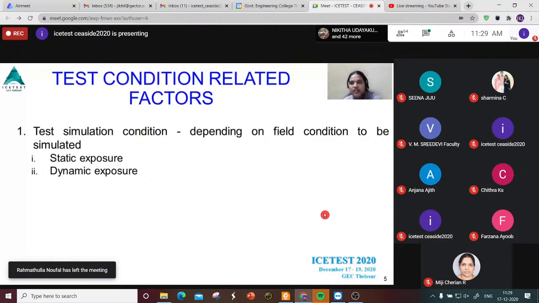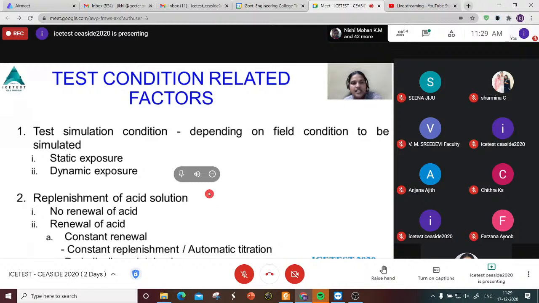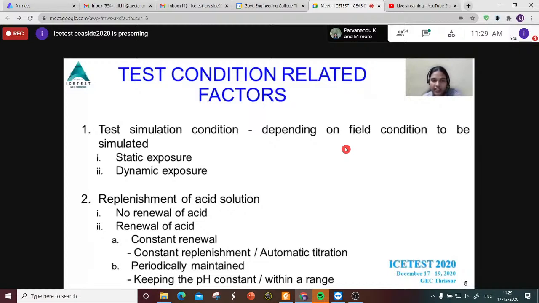Test simulation condition. Depending on the field condition to be simulated, it can be either static, where no change occurs, or dynamic, where the test condition frequently changes. Then there is replenishment of acid solution. Either we need not provide renewal, that is, no renewal of acid, or we can renew. It can be done by constant renewal, using either the constant replenishment method or the automatic titration method. Also, we can periodically maintain it, that is, we renew the solution after a fixed period, keeping the pH constant or within a range.